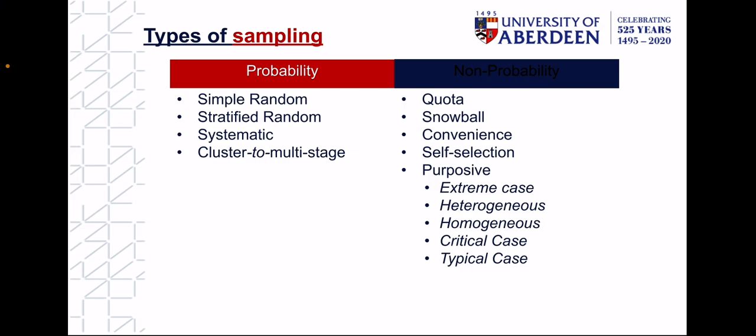To do a quick recap, in probability sampling, every member of the population has an equal chance of being selected. In non-probability sampling, it does not involve random processes of selection. So let's look at the types of sampling. Under probability, we've got simple, stratified, systematic, and cluster. Non-probability, we've got quota, snowball, convenience, self-selection, and purposive.